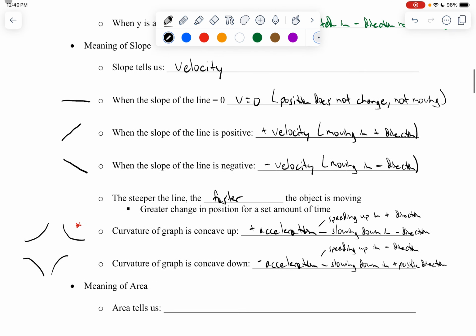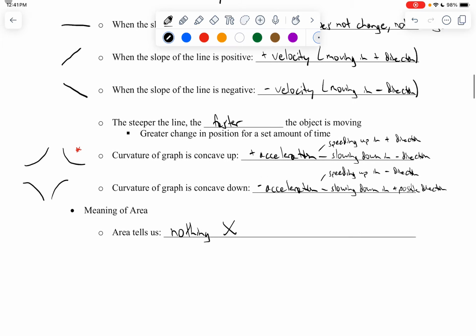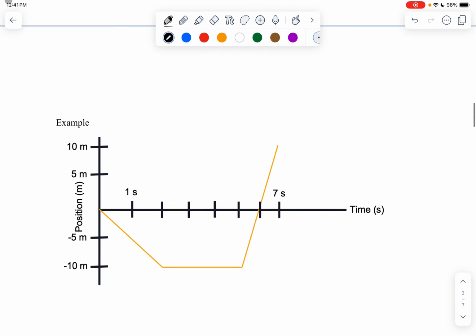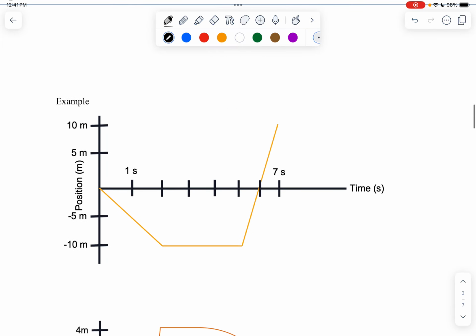And then the last thing we want to think about is, what does the area tell us? If we're looking at a position versus time graph, area actually does not tell us anything useful about our object's motion. So don't worry about area on these position versus time graphs. So now just to look at a couple examples of these position versus time graphs.